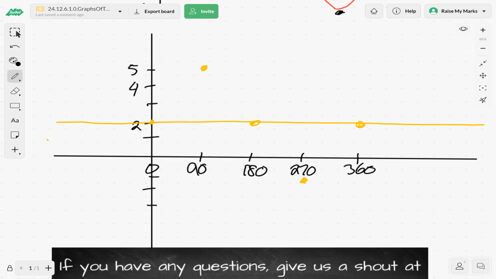And now our function, what does it look like? It looks very much like the red curve, except now everything has been moved up 2 units. So this is our function, y equals 3 sine theta plus 2. So this is the graph of our function, y equals 3 sine theta plus 2.